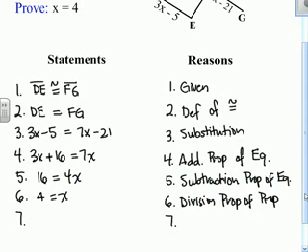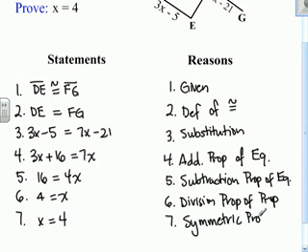And this is just a technicality, but if you see at the top of the page here, you were supposed to prove that x equals 4, and I proved that 4 equals x. So if I switch sides of the equal sign, if the 4 goes to the right side and the x goes to the left side, do you remember what property that is? That's your symmetric property when you switch sides of the equal sign.